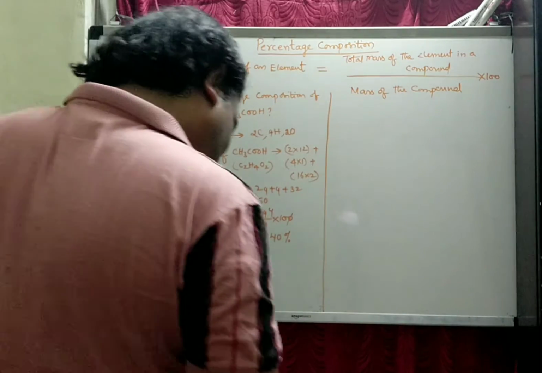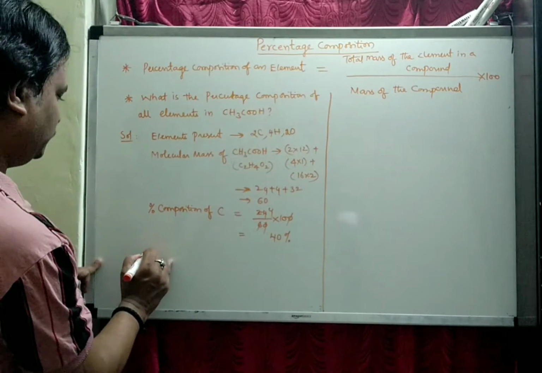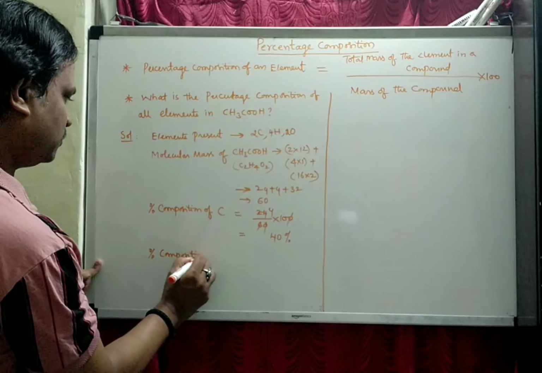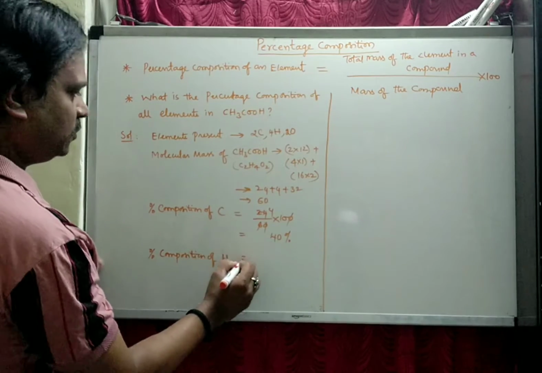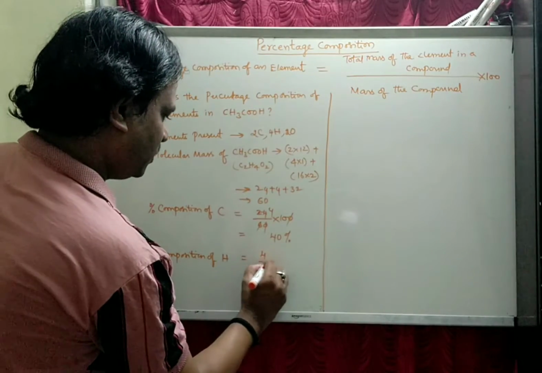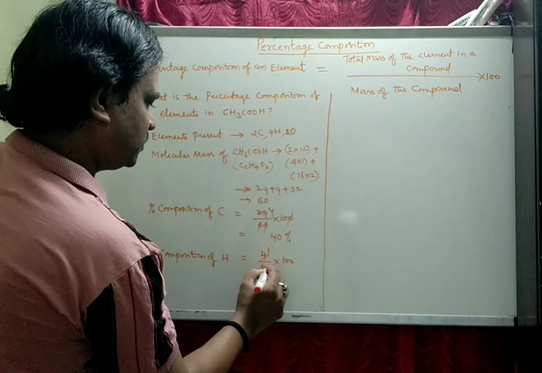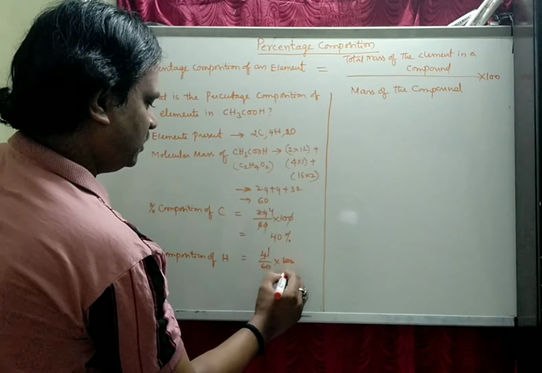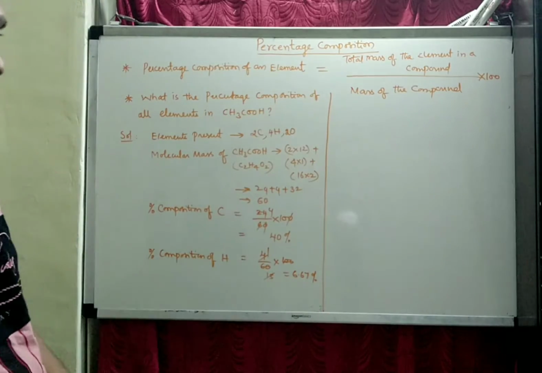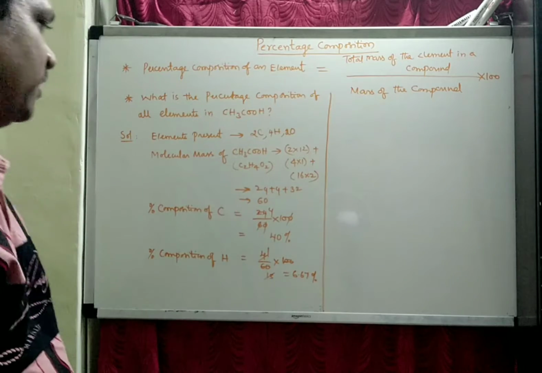Now let us go to the next case, the percentage composition of hydrogen. So how many hydrogens are there? 4. 4 into 1, 4 by 60 into 100. Around 4 by 60 we will get 6.67%. This is the percentage composition of hydrogen in that.